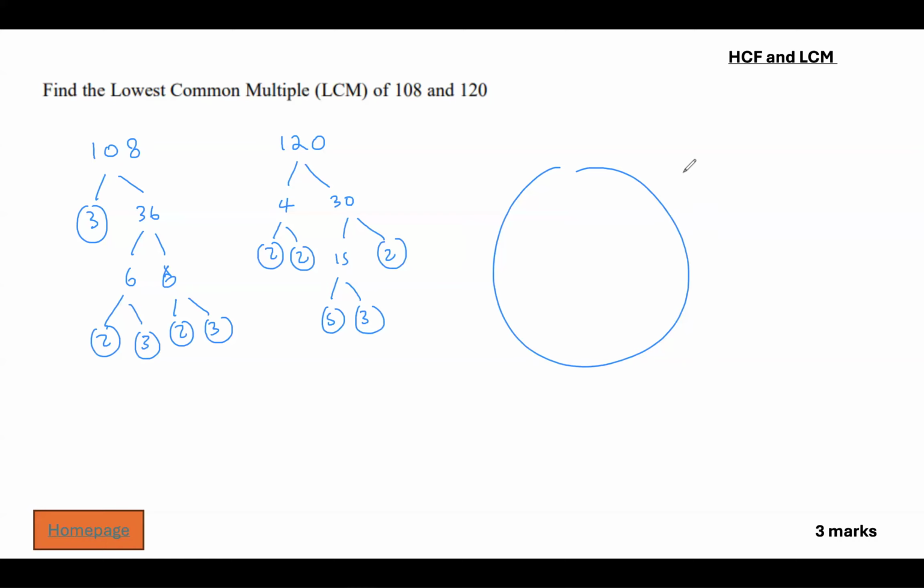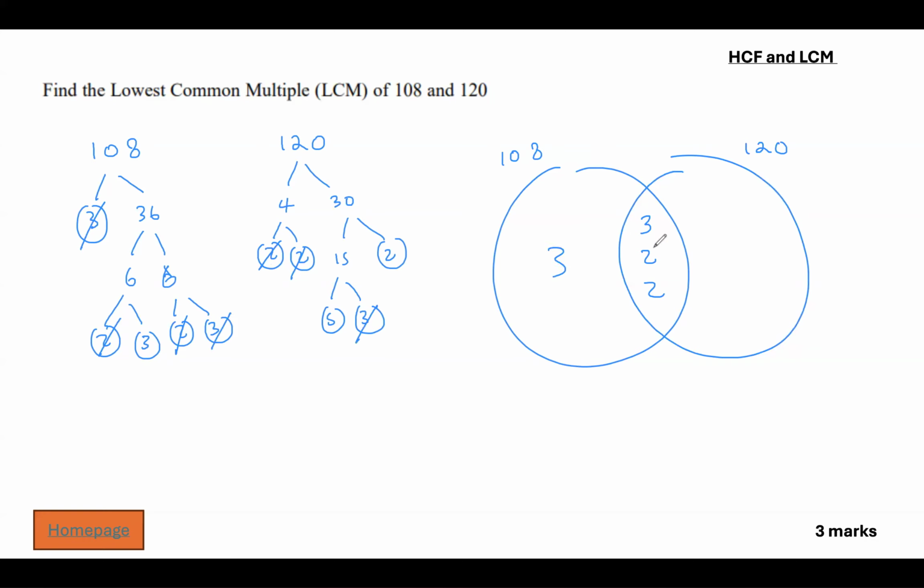So if we draw our Venn diagram, we have 108, we have 120. Start from the middle first. What numbers do they both have in common? They both have 1, 3. We only allocate it once. They have one pair of twos. They have another pair of twos. Are there any other numbers they have in common? Is there another 3 here? No, there isn't. So for 108, we're left with a 3.